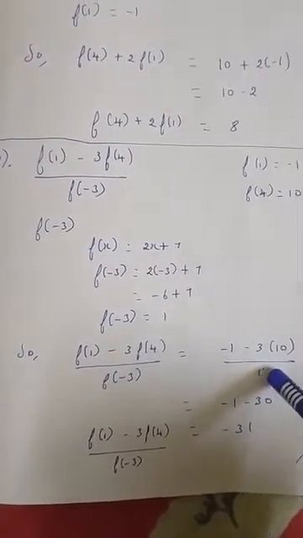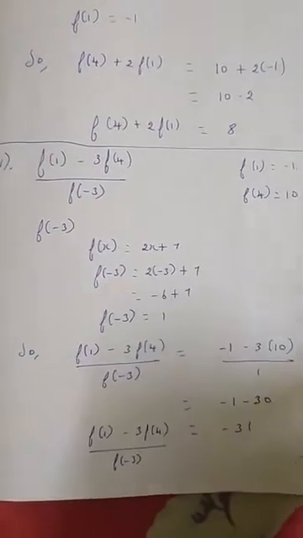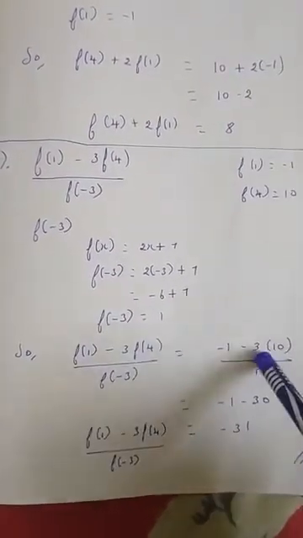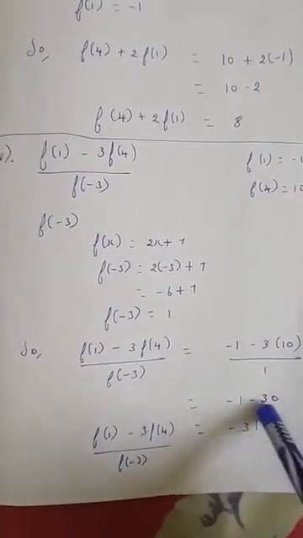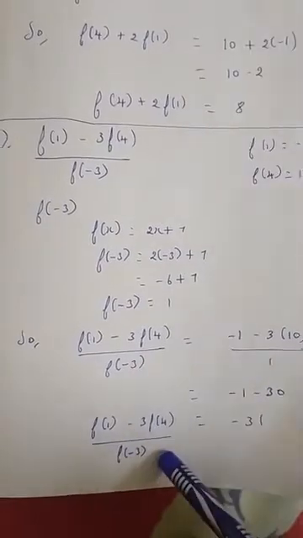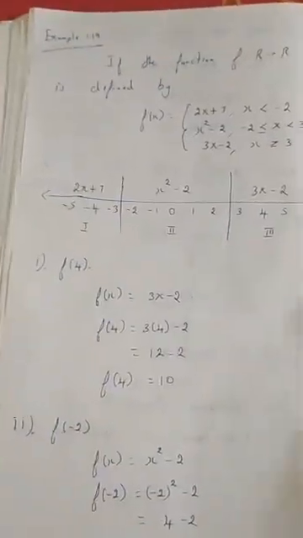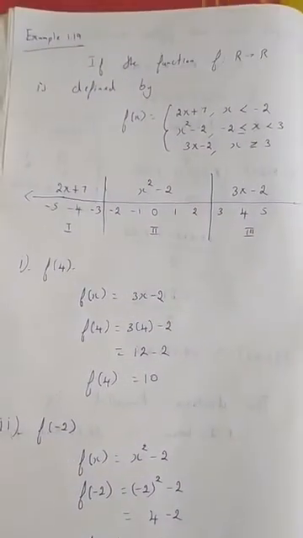In the denominator, if we have 1, we don't consider that, right? So no need to consider that 1 as a denominator. So leave this 1. So what is the remaining? Minus 1 minus 30. What is minus 1 minus 30? Minus 31. Therefore, f of 1 minus 3 into f of 4 divided by f of minus 3 is equal to minus 31. Right? So we found out all the 4 subdivisions. That's all about this problem.